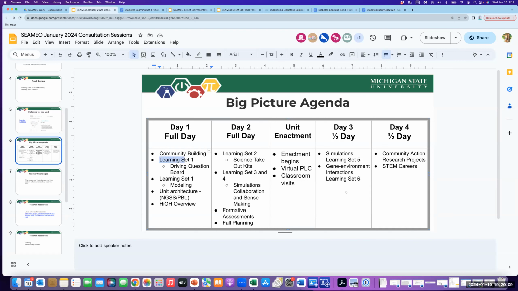For day 1, we typically cover learning set 1, which is the driving question board like we did. We also really go into the modeling, and we cover the unit architecture. So how is it project-based learning and how does it link to the standards? And I'll change this from NGSS to just the science standards.